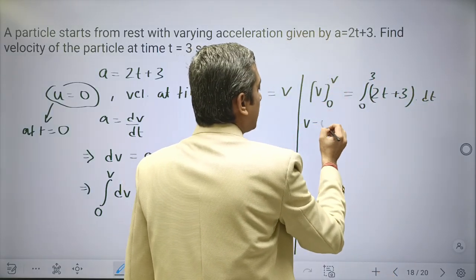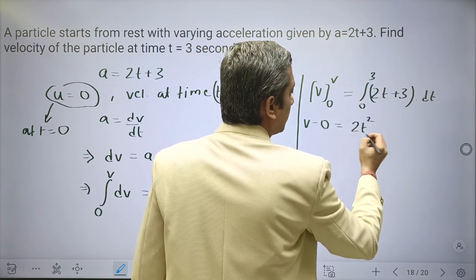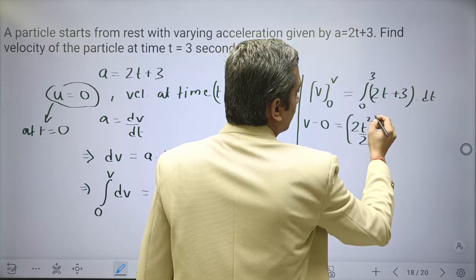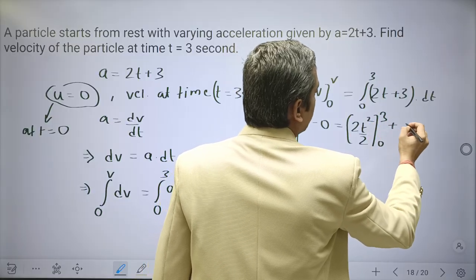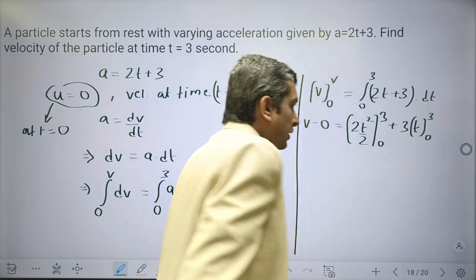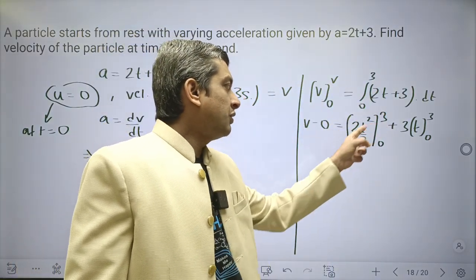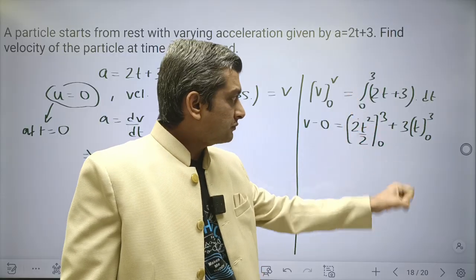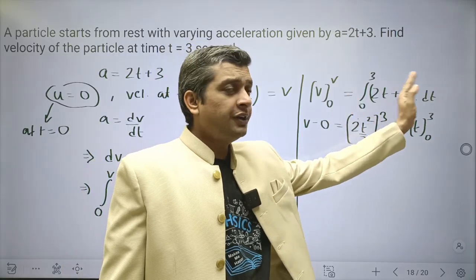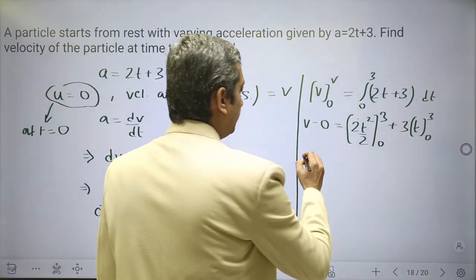So this is v minus 0. Now integrating this, we will get 2t square by 2, the limit is from 0 to 3, plus 3t, the limit is from 0 to 3. So separate these terms. Integration of 2t, take 2 outside. Integration of t will be t square by 2. Put the limits. Here, integration of 3 dt, take 3 outside. So integration of dt is t. Put the limits here. So here it is v.